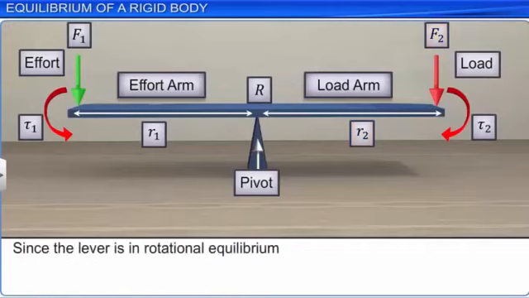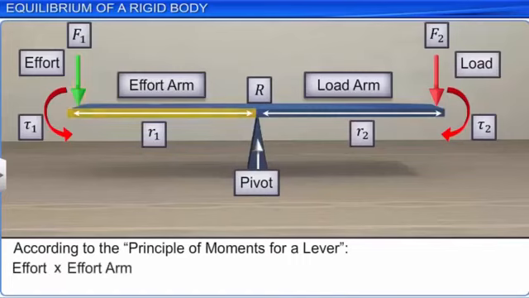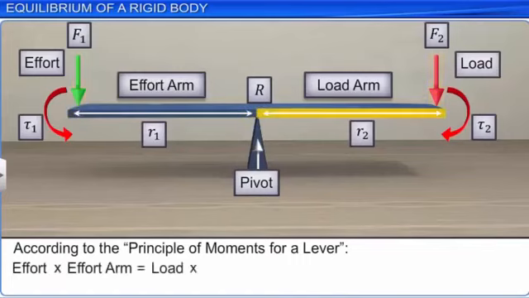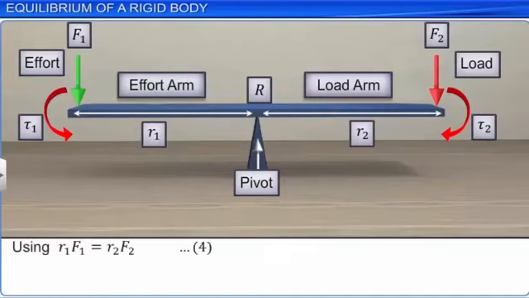R1 F1 is equal to R2 F2. Equation 4. This means for a lever, effort into effort arm is equal to load into load arm. This statement is known as the principle of moments for a lever. Equation 4 can be used to find the mechanical advantage of a lever. Mechanical advantage is equal to effort arm by load arm.